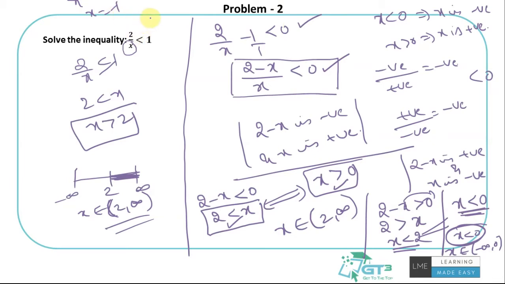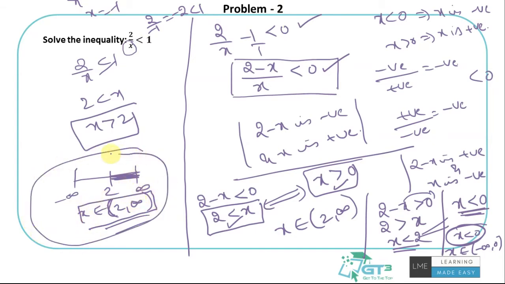What do I get? 2 by x is 2 by minus 1. That is minus 2. That is less than 1. Right? For all the negative values of x, 2 by x is less than 1, which is not coming out here if you see. I am saying only x should be greater than 2. I am only looking at the positive values anyway here. I am missing out this other entire half of the answer.